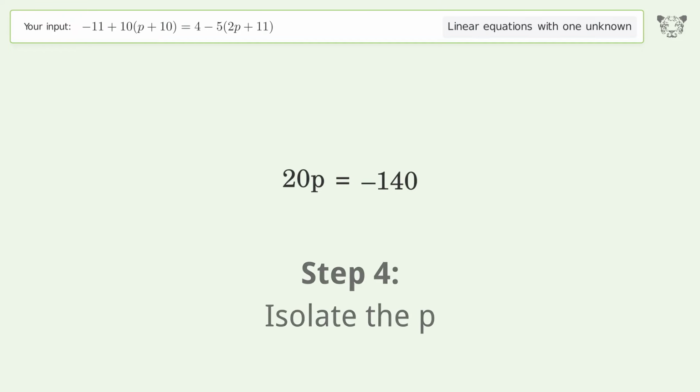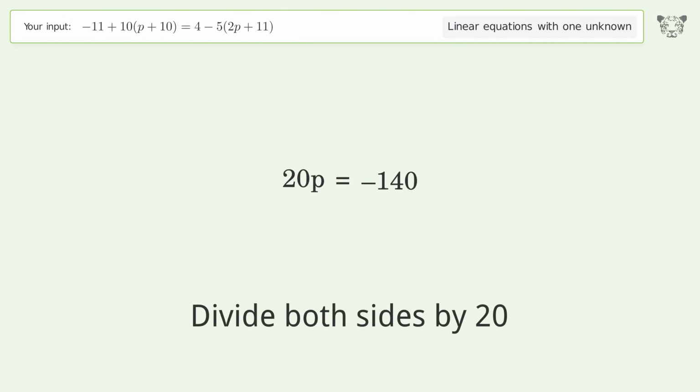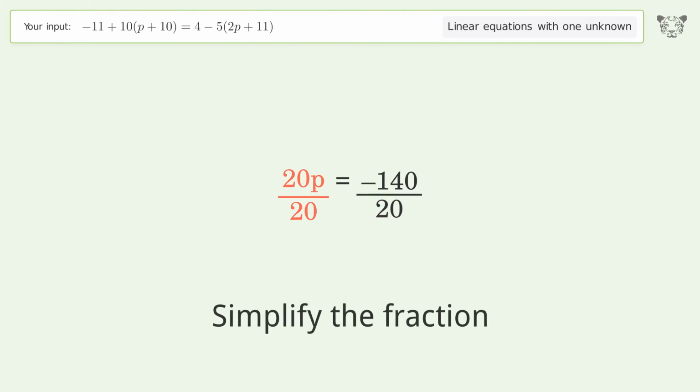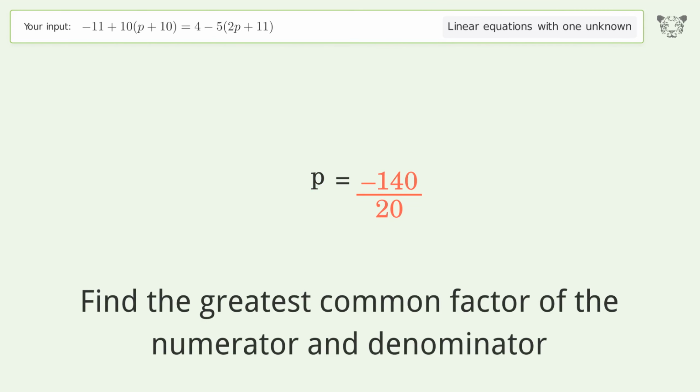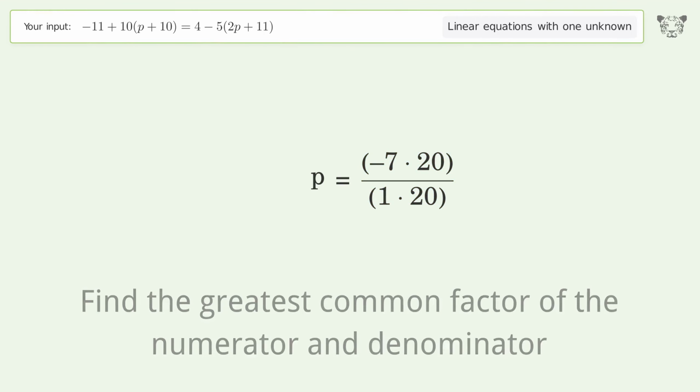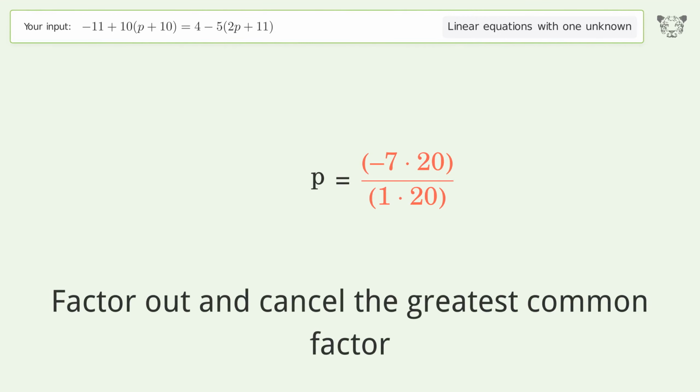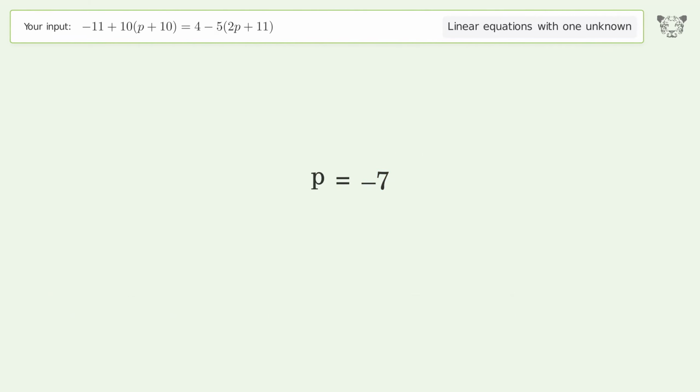Isolate the p. Divide both sides by 20. Simplify the fraction. Find the greatest common factor of the numerator and denominator. Factor out and cancel the greatest common factor. And so the final result is p equals -7.